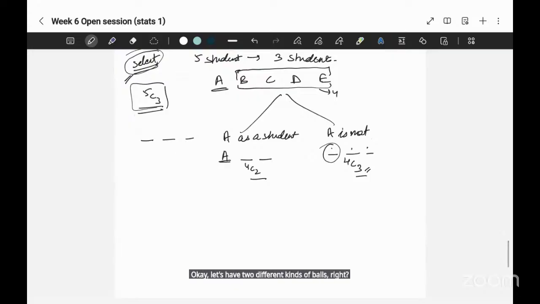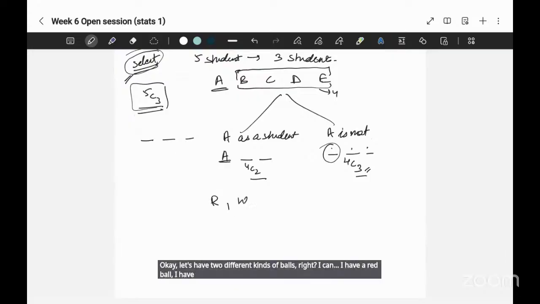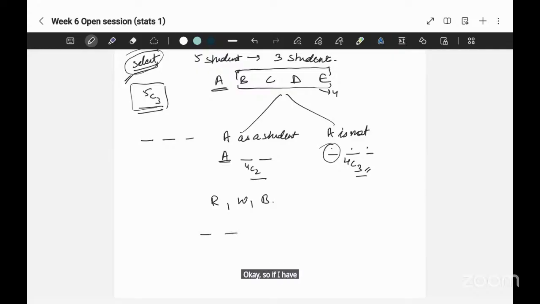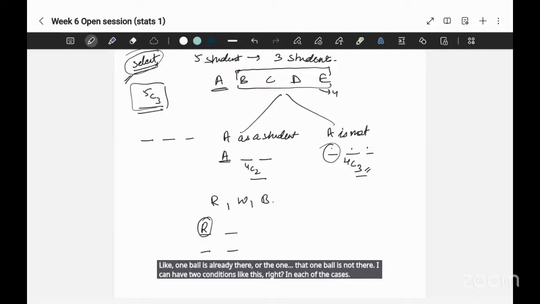I have a red ball, a white ball, and a blue ball, something like this. If I have to select two balls, there are two ways: either I have red, or I am not having any red ball in that. Can I have that? Yes, ma'am. That one ball is already there, or that one ball is not there. I can have two conditions like this in each of the cases.